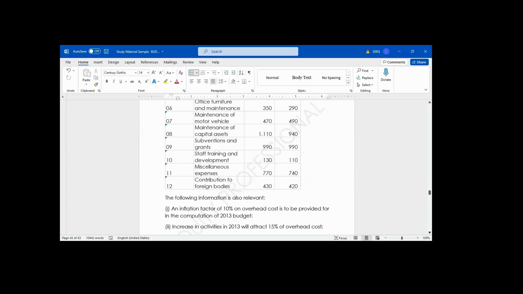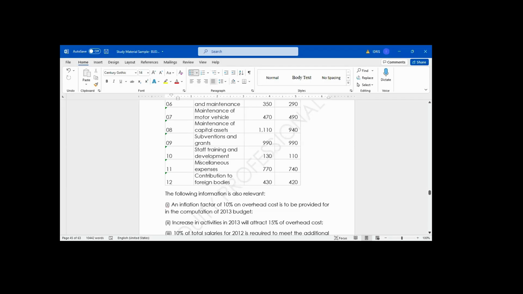Then staff training and development, provision 130, actual 110. 11, miscellaneous expenses, provision 770, actual 740. 12, contribution to foreign bodies, provision 430, actual 420. The following information is also relevant. 1, an inflation factor of 10% on overhead costs is to be provided for in the computation of the 2013 budget. 2, increase in activities in 2013 will attract 15% of overhead costs.